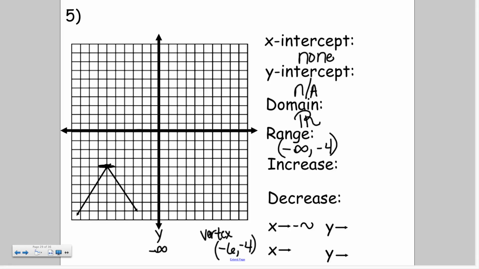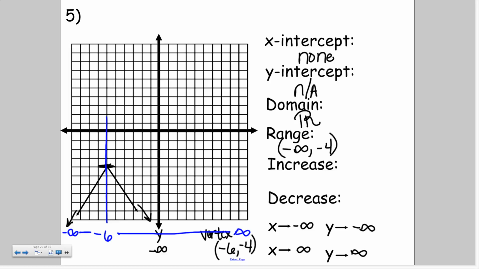All right, as x goes to negative infinity, so as x goes this way, y is going down, so it's going to negative infinity. As x goes to infinity, y is going down to infinity. All right, draw that line, and that x value is negative 6. So negative infinity to negative 6, and then to infinity.